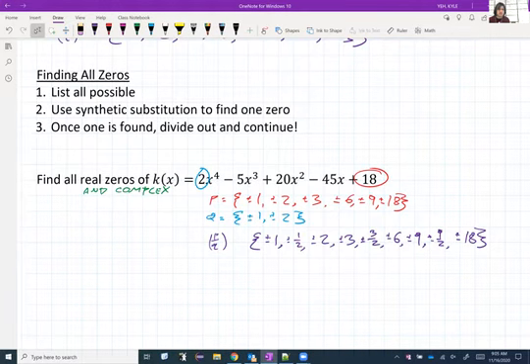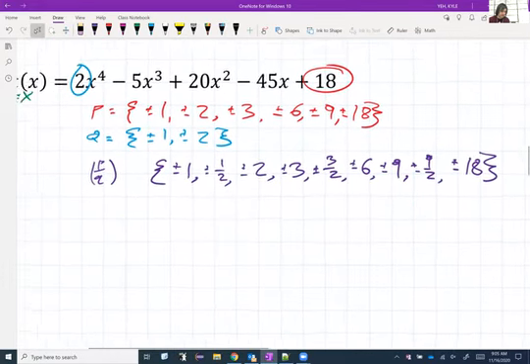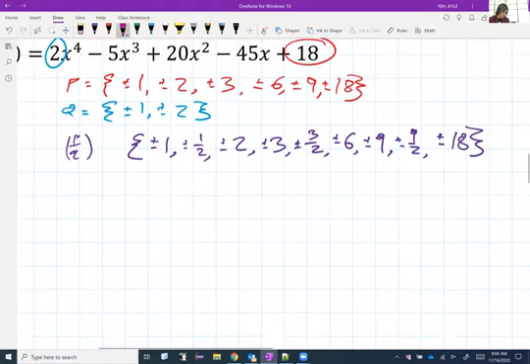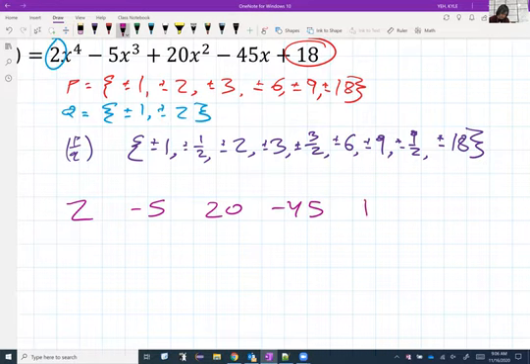Step 2 says use synthetic substitution to find one zero. So here's what this is going to look like. We're going to use synthetic substitution. I'm going to set it up pretty much the same way, but I'm going to draw it slightly different just to save some room. So I'm still going to make a top row of the coefficients of my polynomial. So 2, -5, 20, -45, and positive 18.